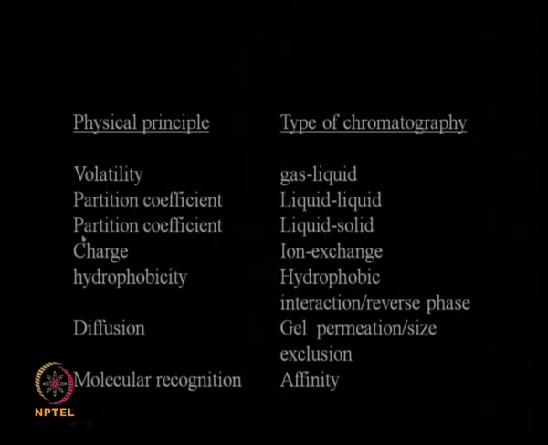Now if the physical principle is based on charge, then we call it ion exchange chromatography. For example, you want to remove salts from a protein mixture. I can have a cation or an anion or a combination of both cation and anion chromatography, which will separate all the salts, so you will just have proteins.